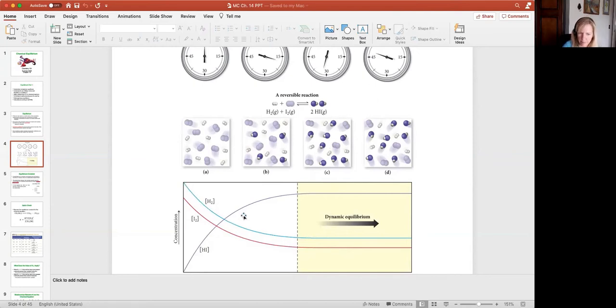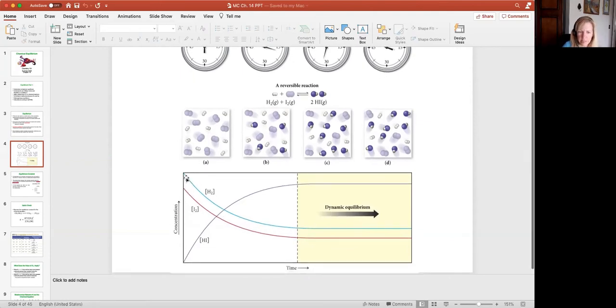So this light blue line is hydrogen gas, and we're looking at the forward direction here. So hydrogen gas is a reactant, iodine gas is a reactant. What you see is as the reaction proceeds in time, these are going to start to go down, right? Because initially, this is my initial concentration I'm going to have. The forward direction of that reaction is going to happen. My concentration of these two reactants is going to go down, and then it's going to plateau. And where it plateaus, I don't see that change. That indicates that I have reached equilibrium.